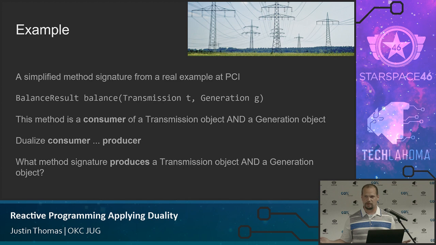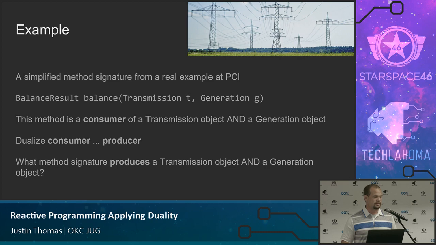Okay, so the reasoning is I have some transmission lines, and I have some generators putting power on those transmission lines. The transmission that I schedule on the lines has to equal the generation that I schedule to balance the system out. So this method is a consumer of a transmission object and a generation object. I'm highlighting consumer because those are the things that we'll dualize later.